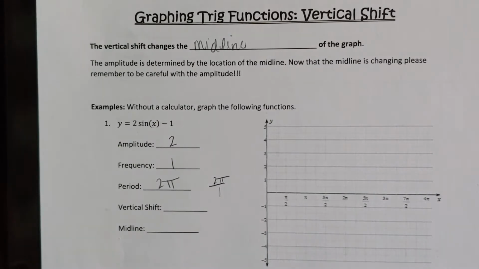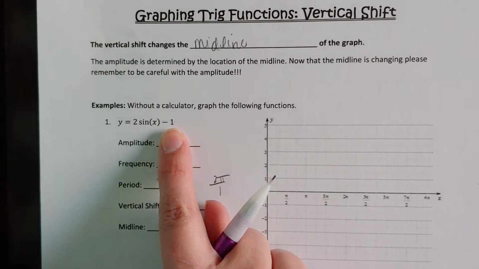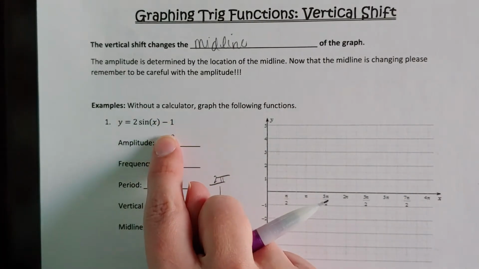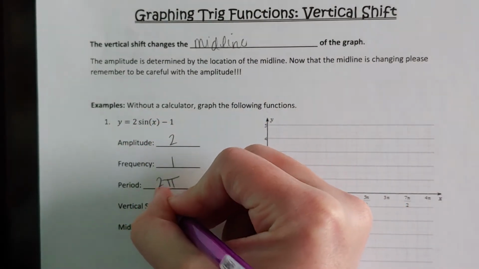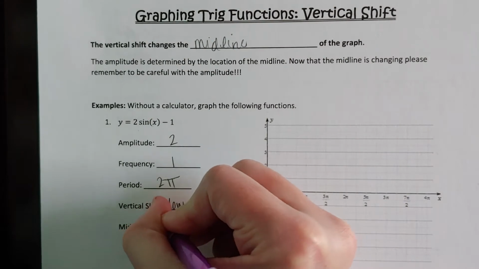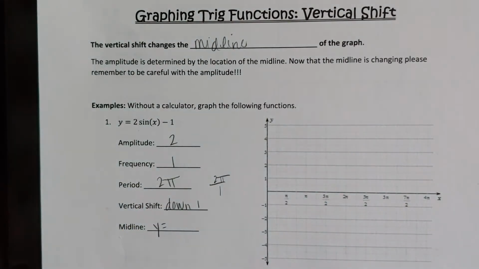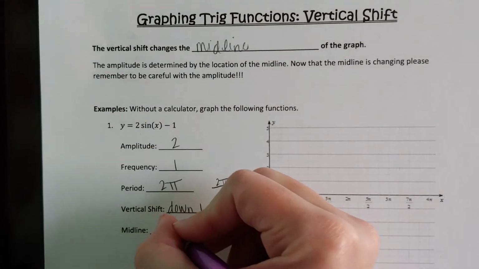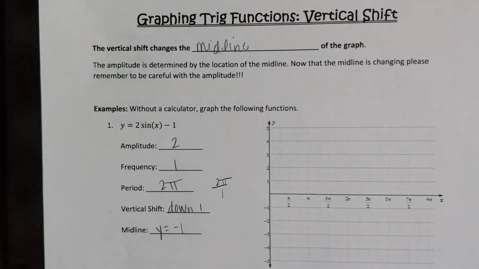The vertical shift. So the minus 1 right here means it's going to be going down 1, which means our midline is an equation. It's always a y equals, because it's horizontal. So it's going to be y equals -1. So if I ask you for a midline, that is an equation, okay? It's going to be y equals because it's horizontal.